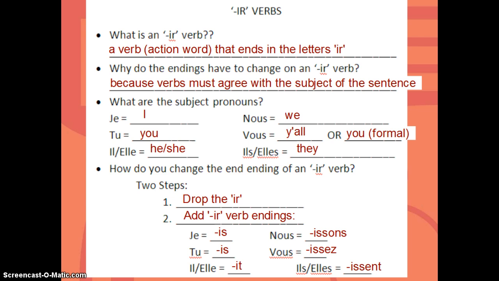Your IR endings are IS, IS, IT, as in the je form is IS, the tu form is IS, and the il form is IT. Over on the right-hand side of your verb chart, you have ISSONS for the nous form, ISSEZ for the vous form, and ISSENT for the ils and elles form.